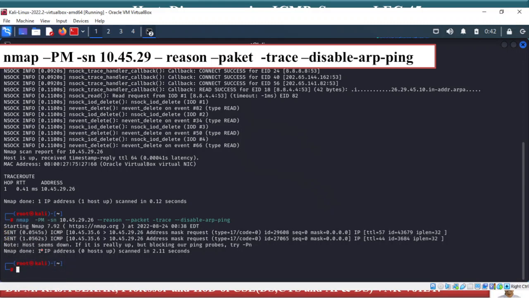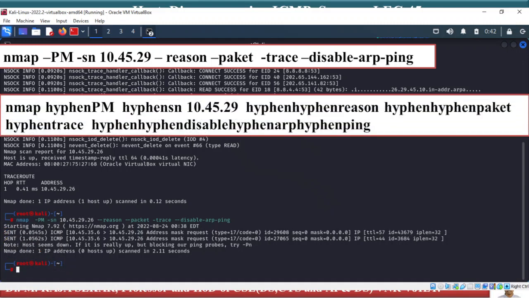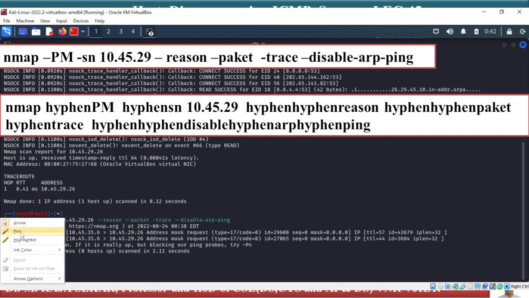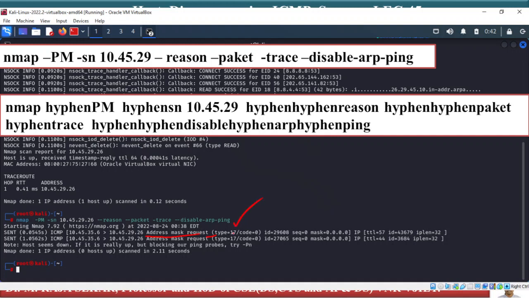So the -PM option would not detect the target host. It sent an ICMP address mask request, ICMP address mask request type 17. That's what we discussed in theory. Type 17 packet to the target system, isn't it? But it did not get any reply.